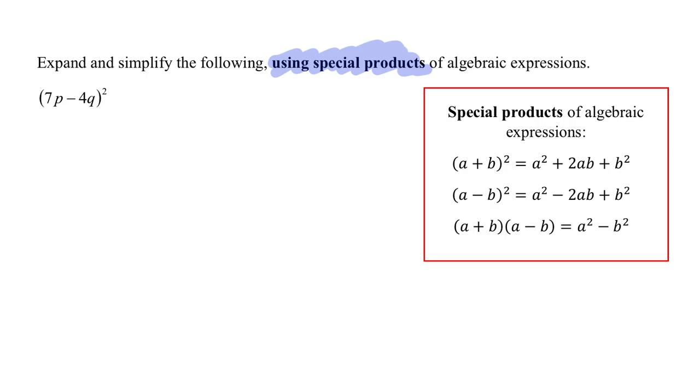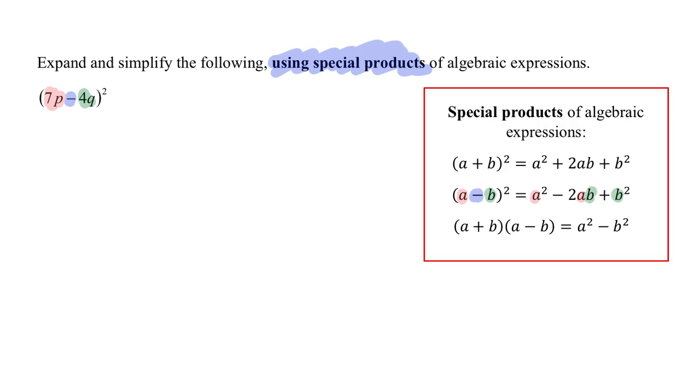The first thing you must do is to choose the correct special product. In this case, I choose (a − b)². And later on, you will then see me substituting the a with 7p, b with 4q.